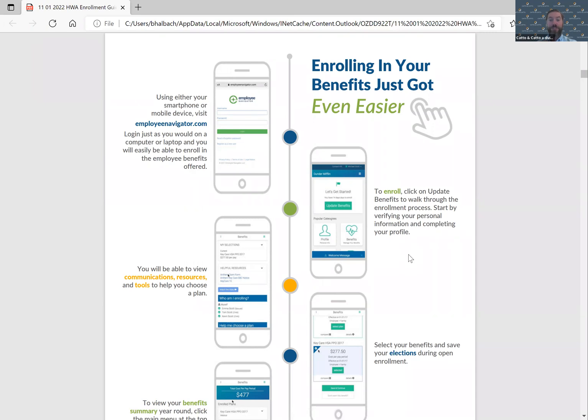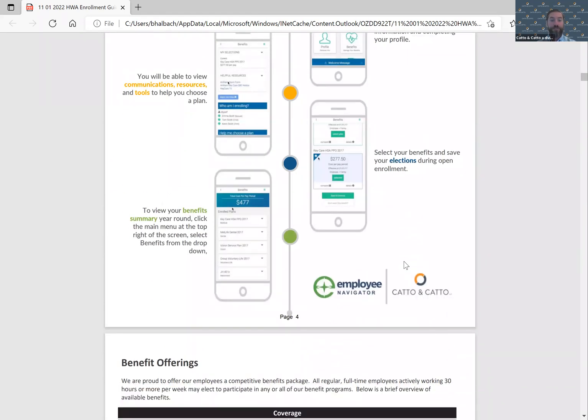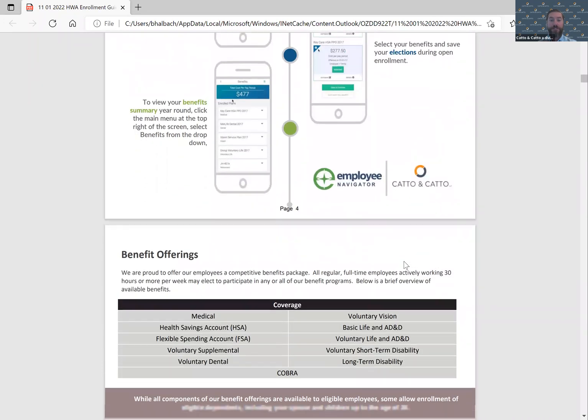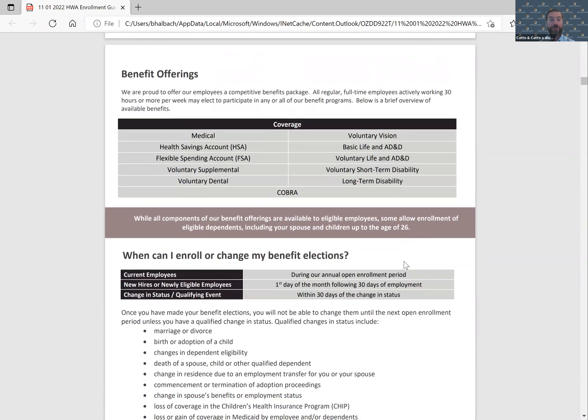This screen simply shows you that you can do the enrollment via your computer, or you can do everything on your phone. If that's a better way for you to make your selections, then everything is available. It's just in a different format on your phone.